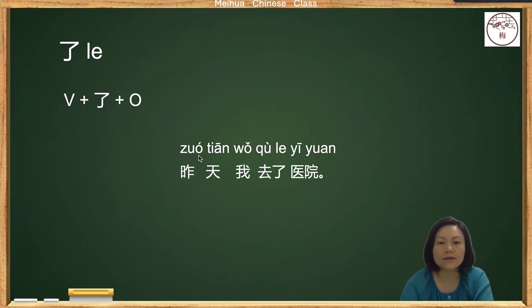昨天 yesterday 我去了医院。去, we all know it's a verb, right? 去 means to go. 医院 is hospital. 去医院, this is verb and object. So to indicate that I did something yesterday, we should add le between the verb and object. 去了医院。昨天我去了医院。Yesterday I went to the hospital.